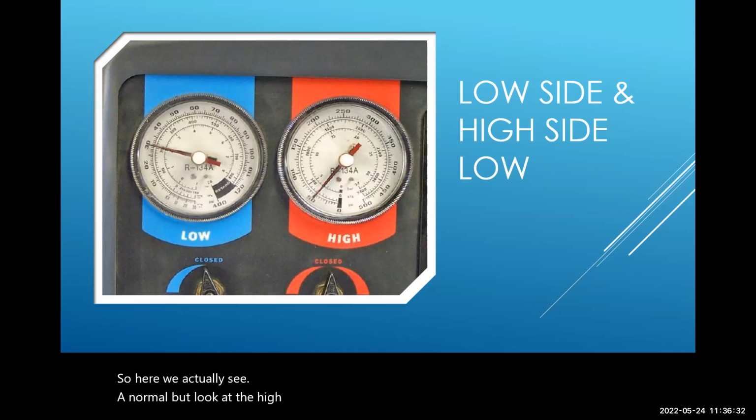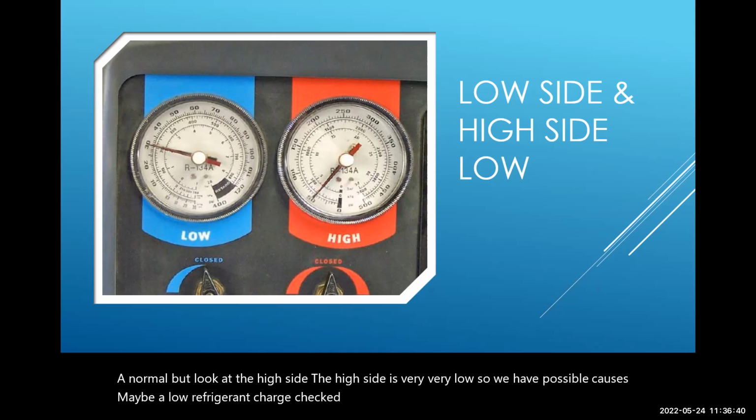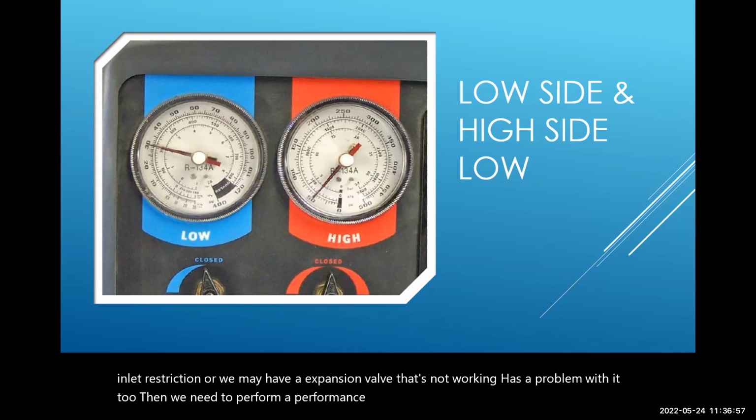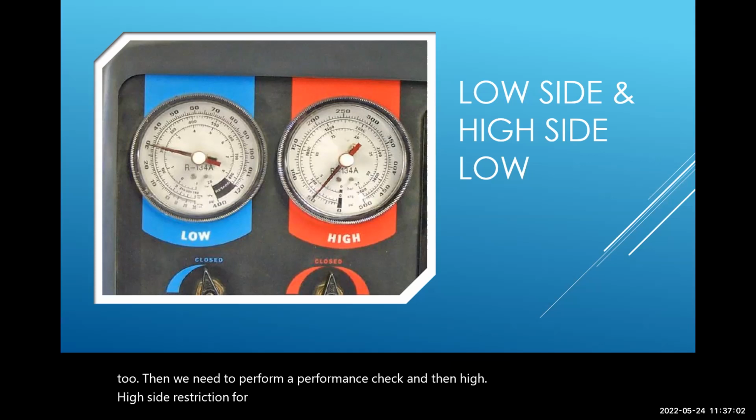The high side is very, very low. So we have possible causes, maybe a low refrigerant charge, and we'll have to check for a leak. The fixed orifice inlet restriction, or we may have an expansion valve that's not working, has a problem with it too. Then we need to perform a performance check, and then high side restriction, performance tests, drop tests like that. So we're going to look at the temperatures to see what's going on.